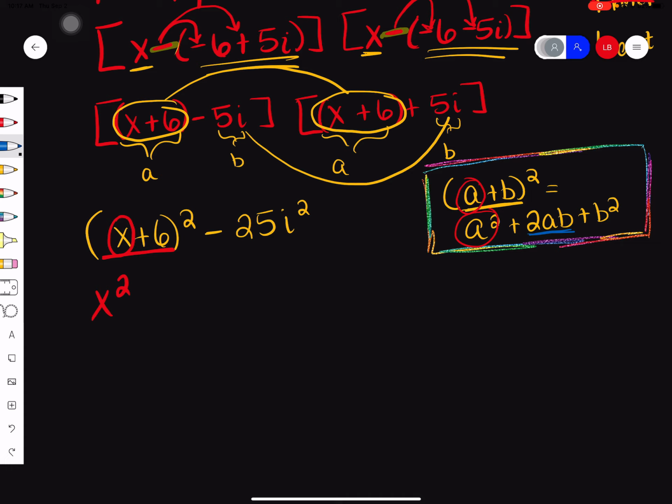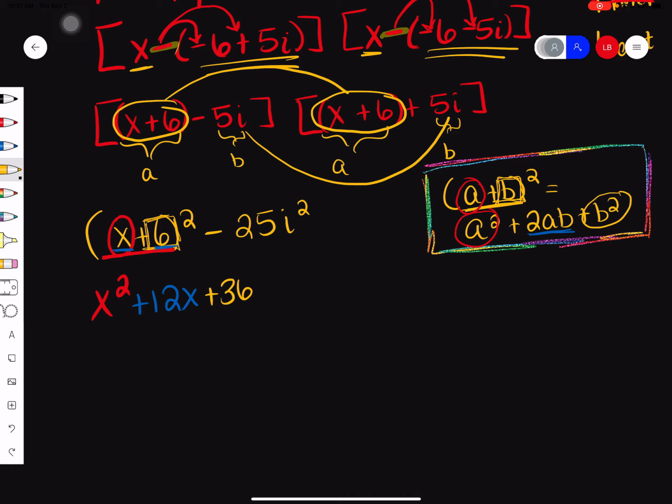Well, my first term in my parentheses is x. My second one is 6. So x times 6 is 6x. Double that, that gives me 12x. And let's just go back to yellow. My last term, b squared, is a result of squaring that last term in the parentheses there. So my last term in my parentheses here is 6. Square 6, that gives me a positive 36.